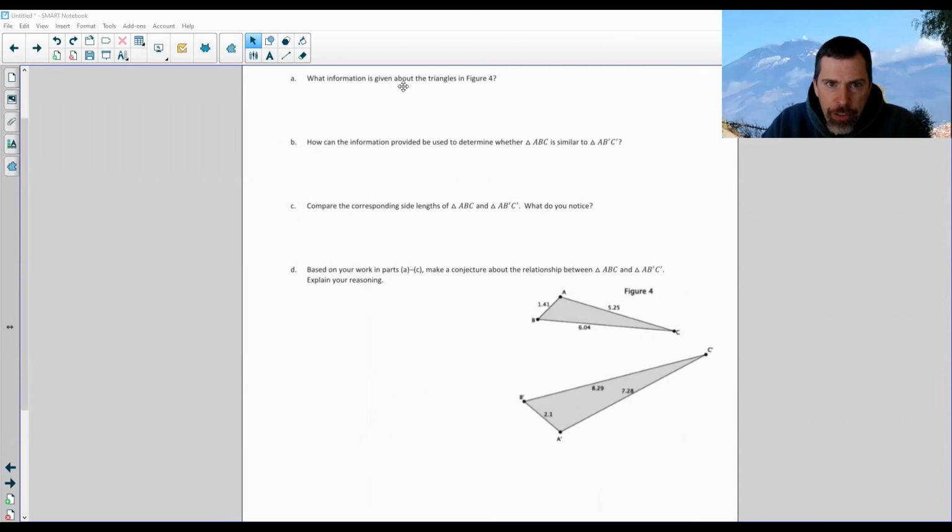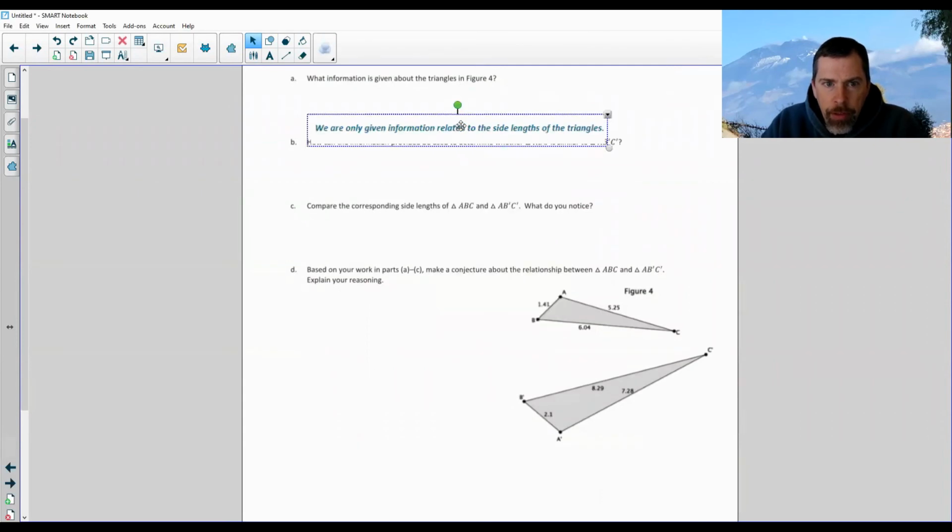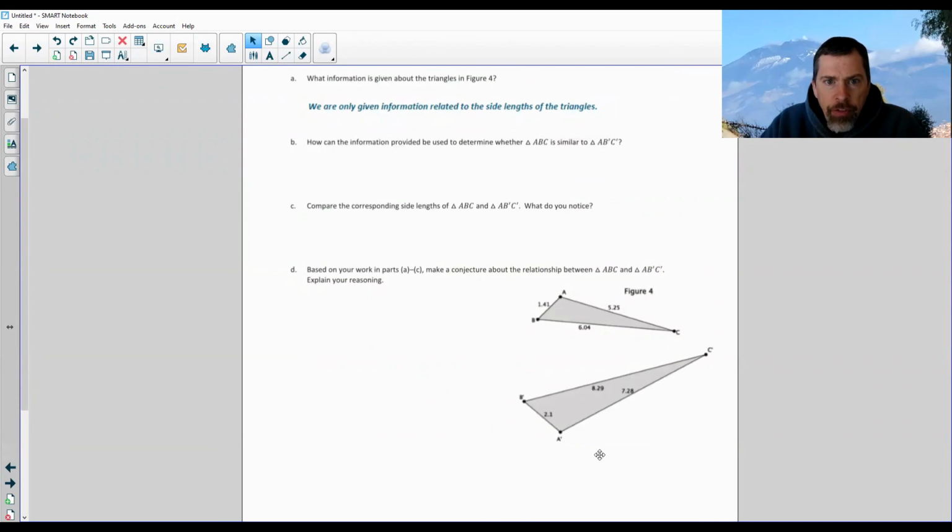A says, what information is given about the triangles in figure 4? And the answer is we're only given information related to the side lengths of the triangle. We do not know any angle measures are congruent or any angle measures, period. B says, how can the information provided be used to determine whether the triangles are similar?